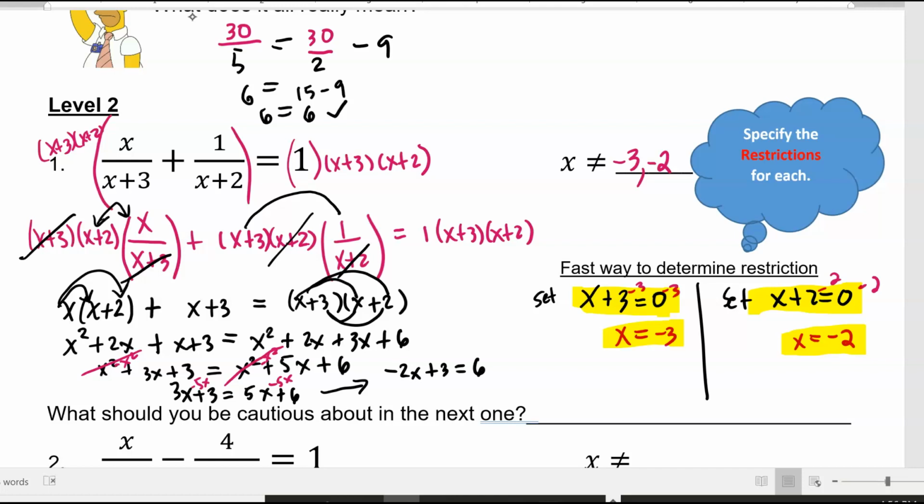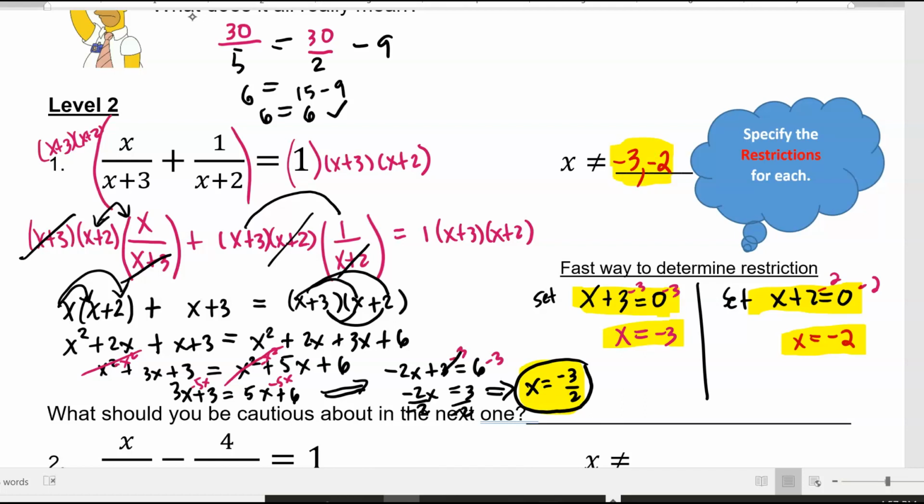Then you can subtract 3 from both sides. Then that would be negative 2x equals 3. And then you can divide both sides by negative 2. x equals negative 3 halves is your answer. Now, is that answer okay? Is x equals negative 3 halves okay? It's perfectly fine because our restrictions were negative 3 or negative 2.